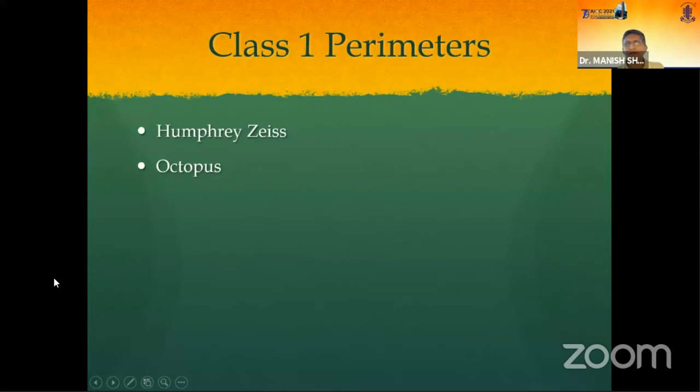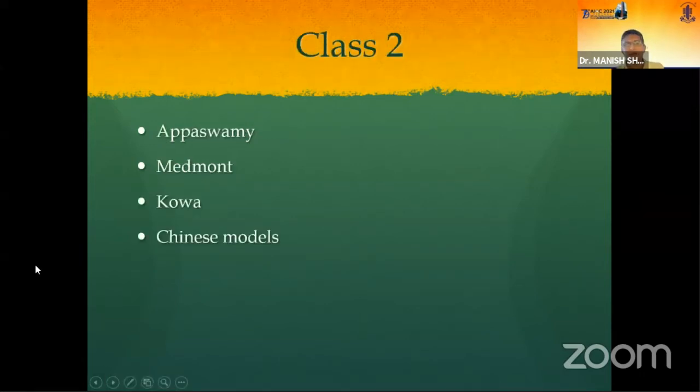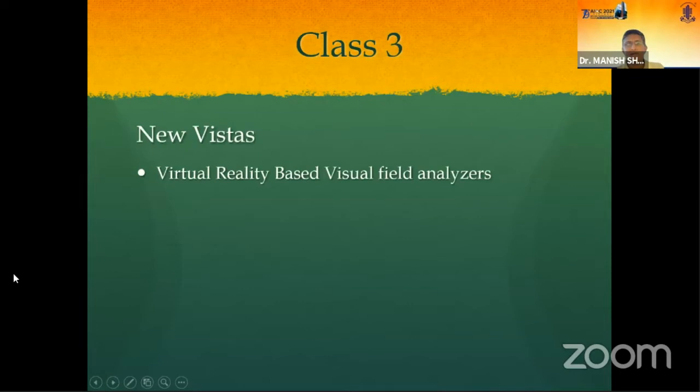So the class 1 perimeters are the ones which I mentioned in the first group, mainly the Humphrey Zeiss and the Octopus. And the class 2 perimeters, they have got many, but in India, the most common are the Appaswamy, the Medmont, the Kowa, and there are now many Chinese models also available. It is difficult to know all the names also, but there are many which have come into the market.